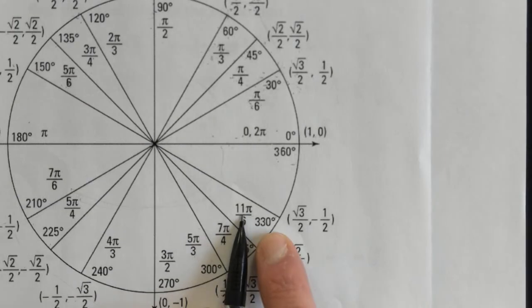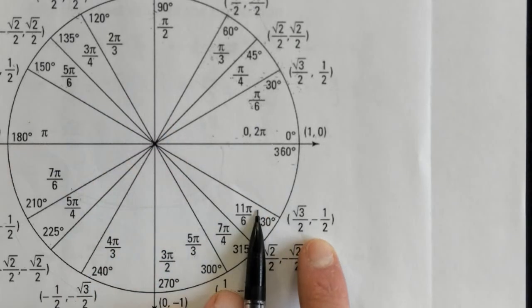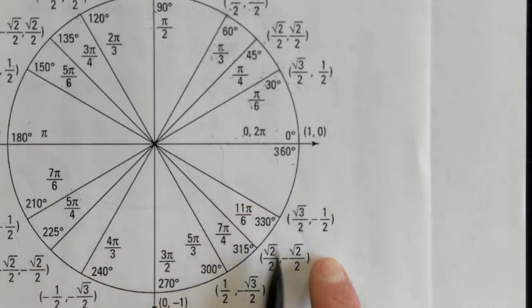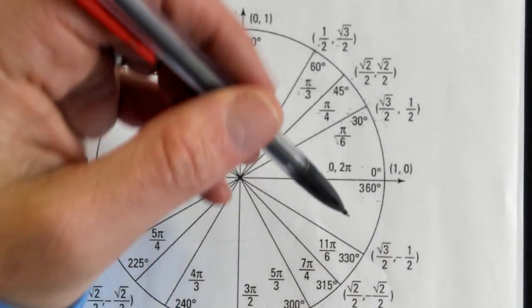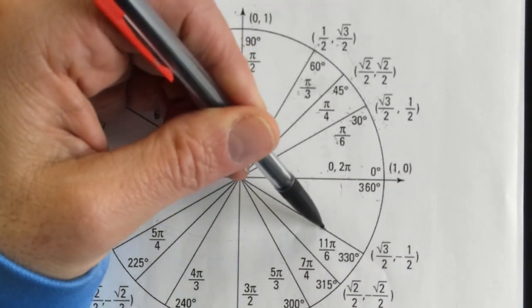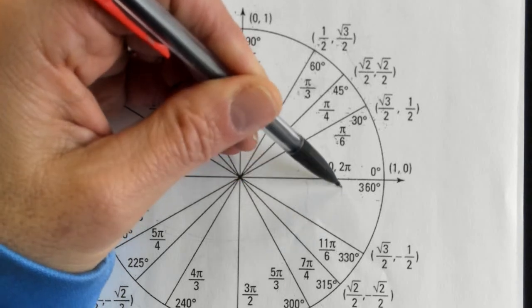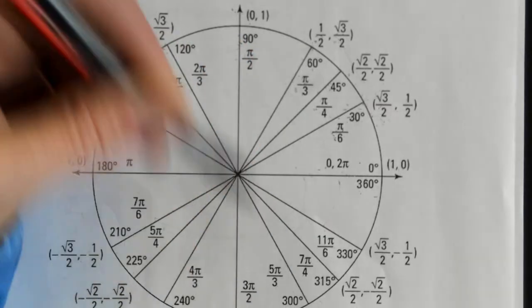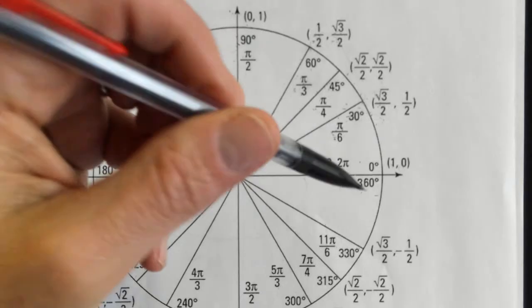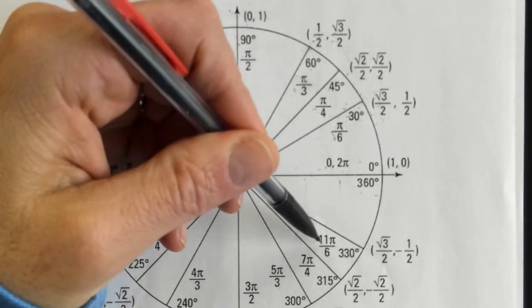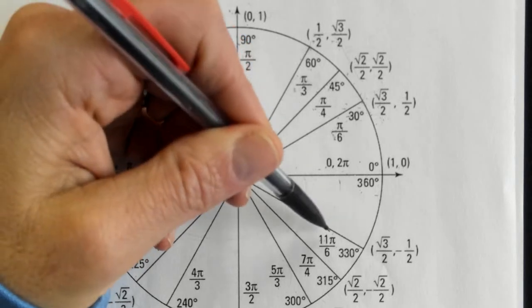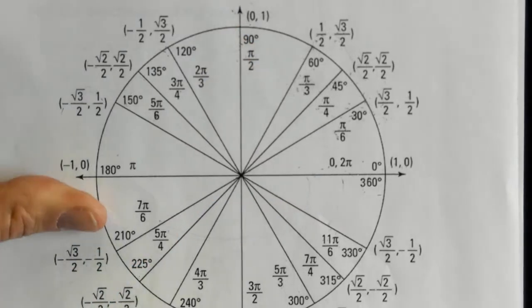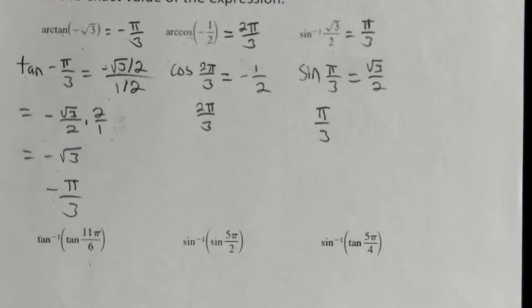I can locate 11 pi over 6 on the unit circle, right, which is here around this way. But if I start here and come back negative, then what angle would that correspond to as a negative angle? Then that would be within the correct range. And so 11 pi over 6 corresponds to negative pi over 6 as a negative angle. And so that's going to be my answer.